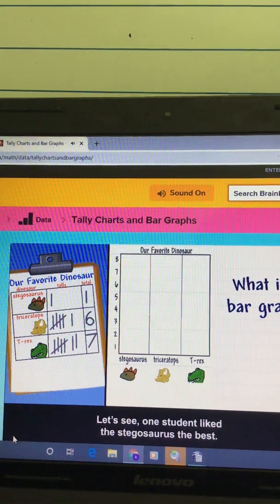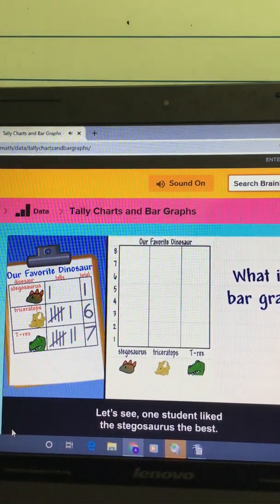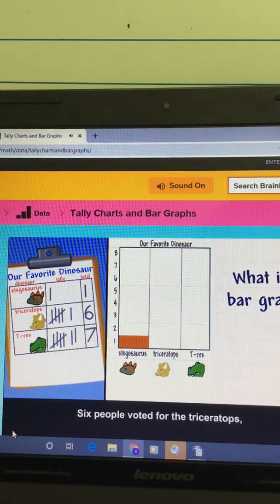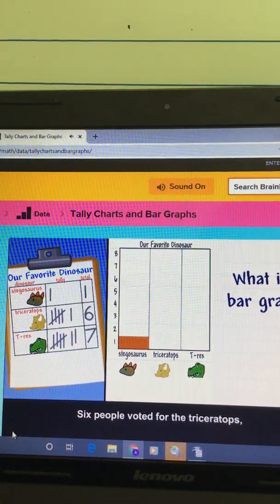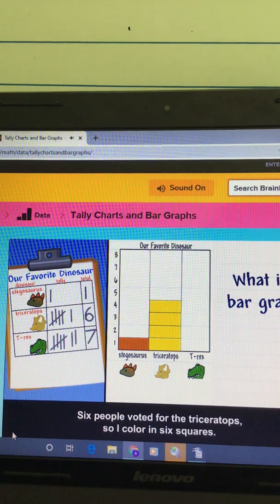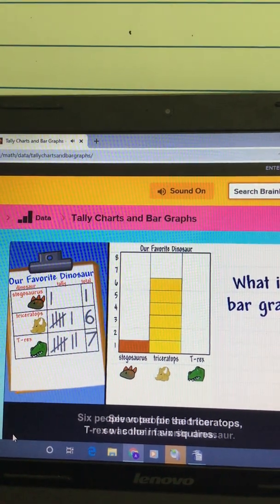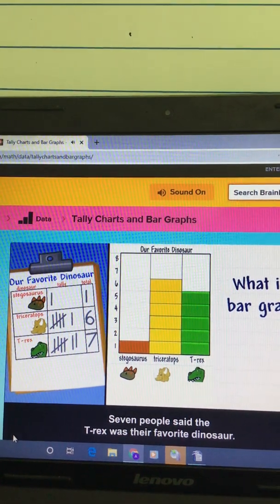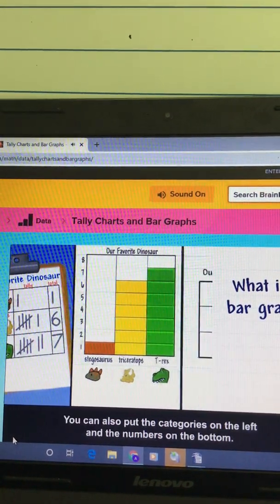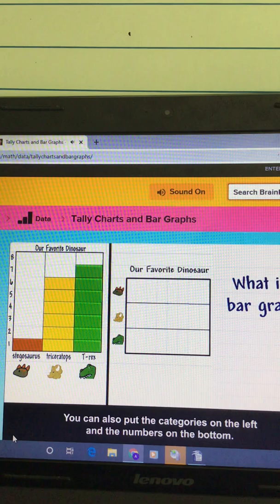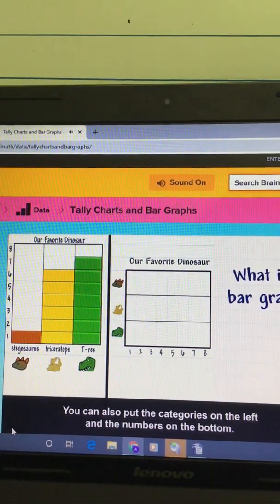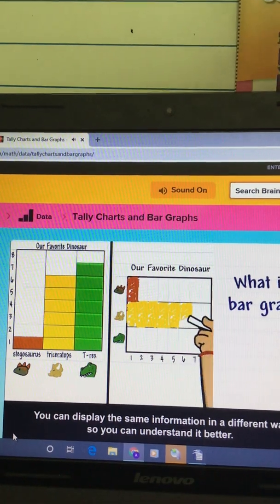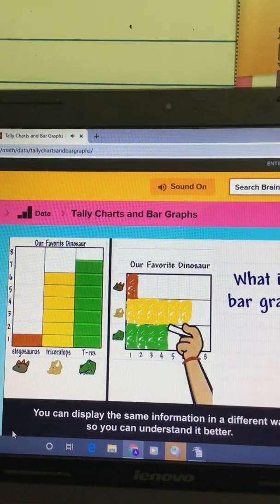Let's see. 1 student liked the Stegosaurus the best, so I fill in 1 square. 6 people voted for the Triceratops, so I color in 6 squares. 7 people said the T-Rex was their favorite dinosaur. You can also put the categories on the left and the numbers on the bottom. You can display the same information in a different way so you can understand it better.